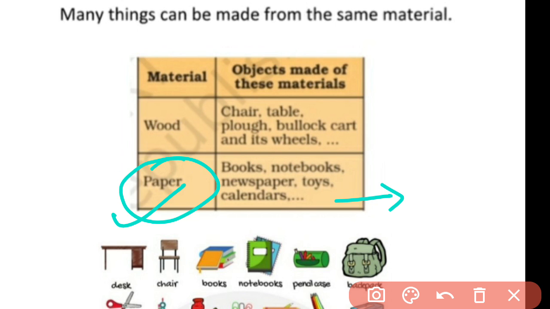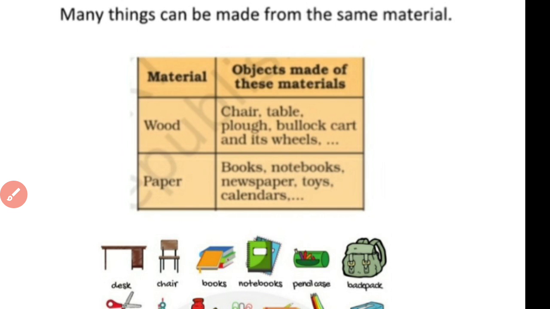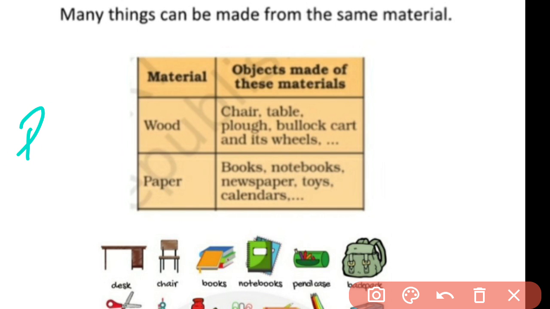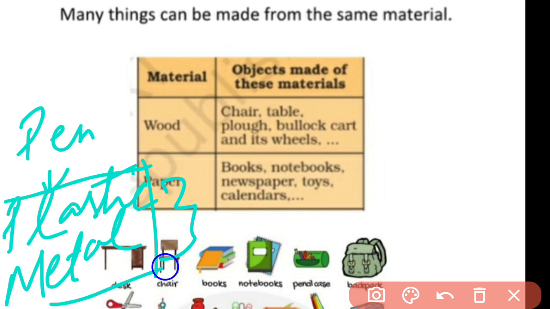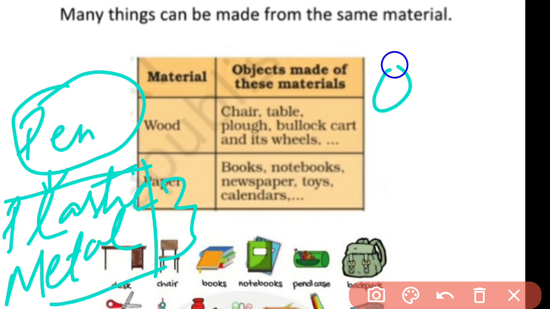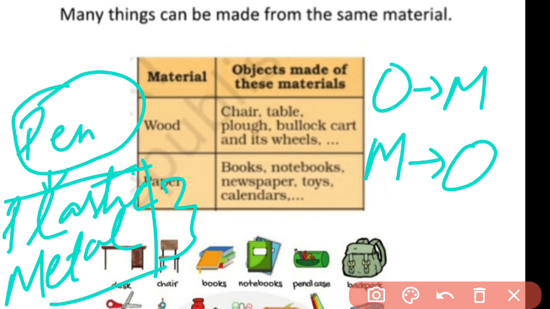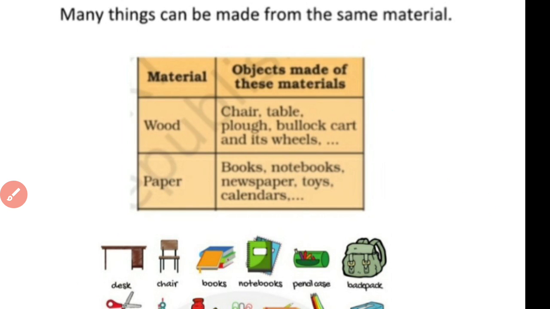Okay, so you have seen two things here. First of all, we saw that a pen can be made up of two materials, that is plastic as well as metal. Plastic and metal are the materials and pen is an object. So one object can be made up of a lot of materials and out of one material we can get a lot of objects. So there are two ways in which we saw the materials and the objects.